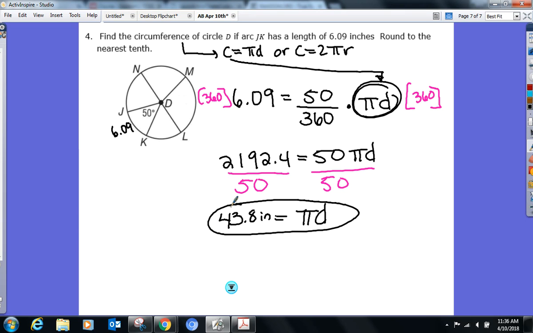If you want to divide by pi and then plug it back in the formula, you can. It'll get 43.8 still, but all right. Okay, let's go.